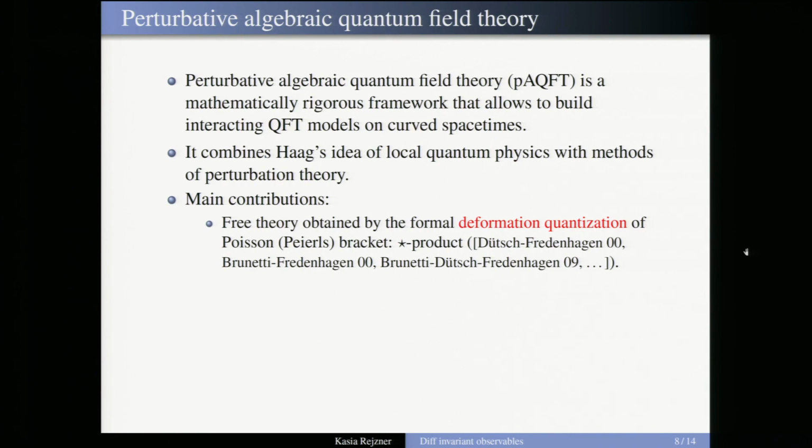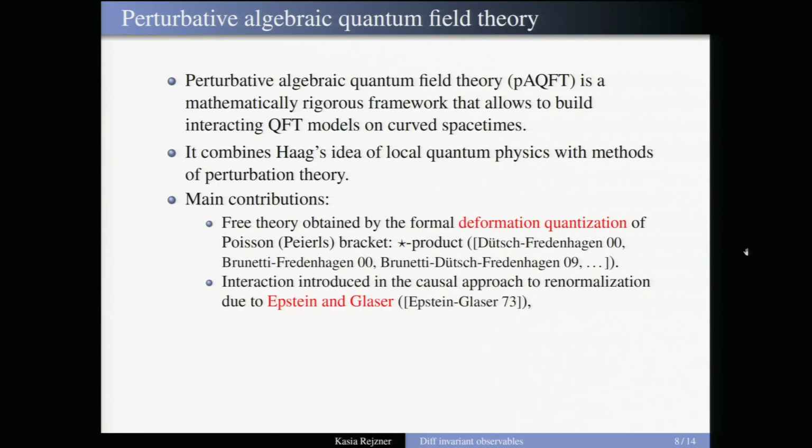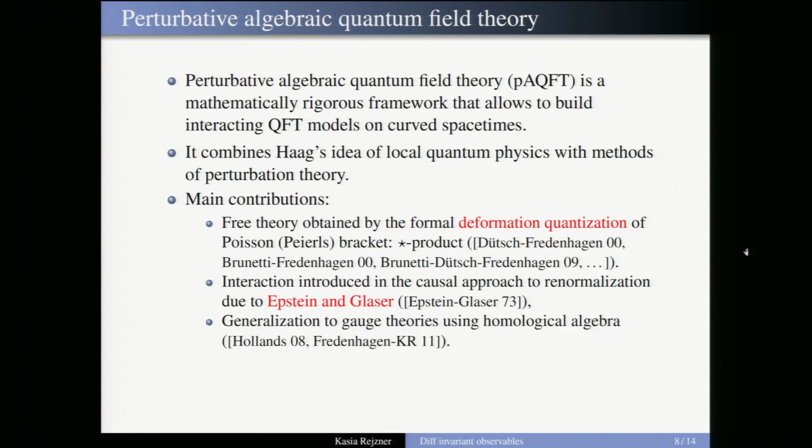Let me mention some names so that it doesn't look like it's all my work. It starts with some ideas from deformation quantization. There were very clever people who knew how to use it well, a combination of names: Brunetti, Dütsch, Fredenhagen, in 2000. Now, this works for free theory. For interaction, you have to use some renormalization. So I already advertised my favorite Epstein-Glaser renormalization, which is not that new, but still good. It goes back to the 70s paper of Epstein and Glaser. Finally, a more recent thing, which surprisingly didn't happen until lately, is the generalization to gauge theories. There was the pioneering work of Hollands in 2008, and the full generalization also to gravity, my work with Fredenhagen, 2011. So that is actually more recent than the whole framework is.